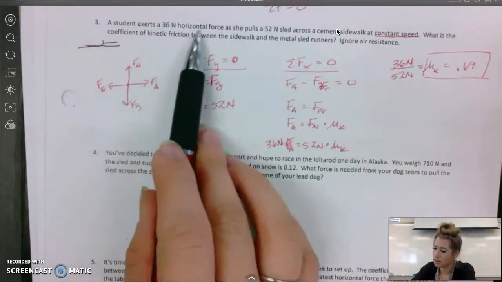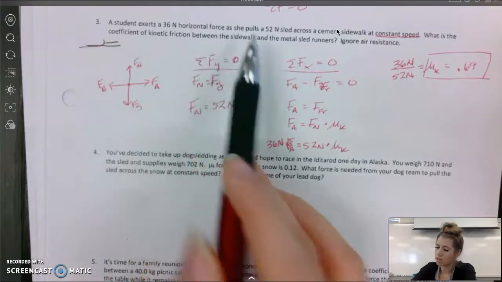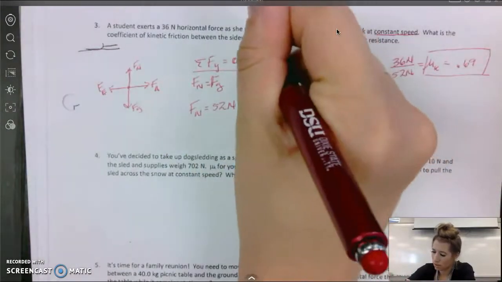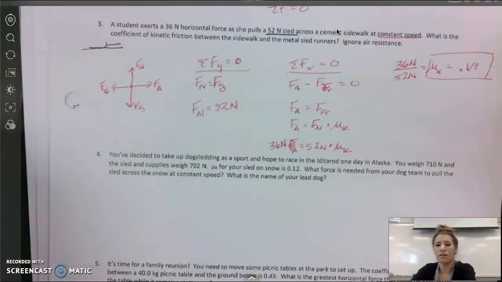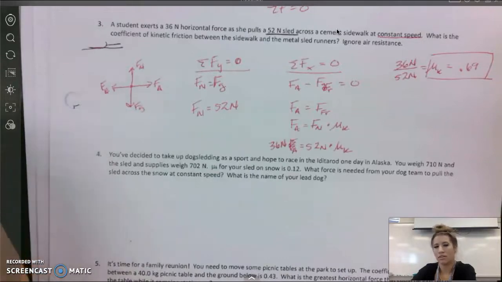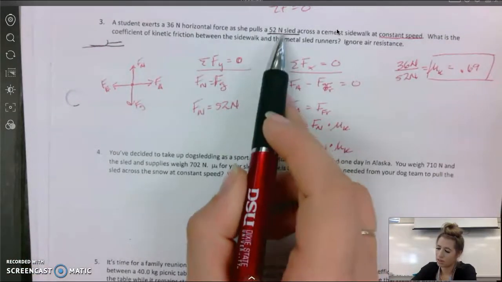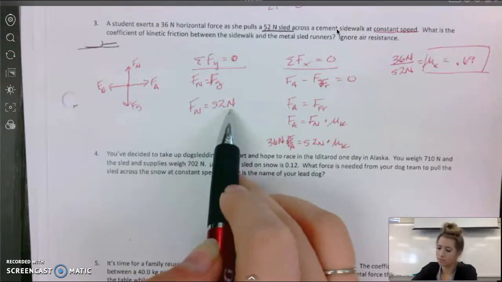The question says a student exerts 36 newton horizontal force as she pulls a 52 newton sled. What is the 52 newtons? Well, that must be the weight. And so don't get weight confused with mass, right? Weight is the force due to gravity. Mass is the amount of material contained. This has units of newtons, so it is our weight, our force due to gravity.